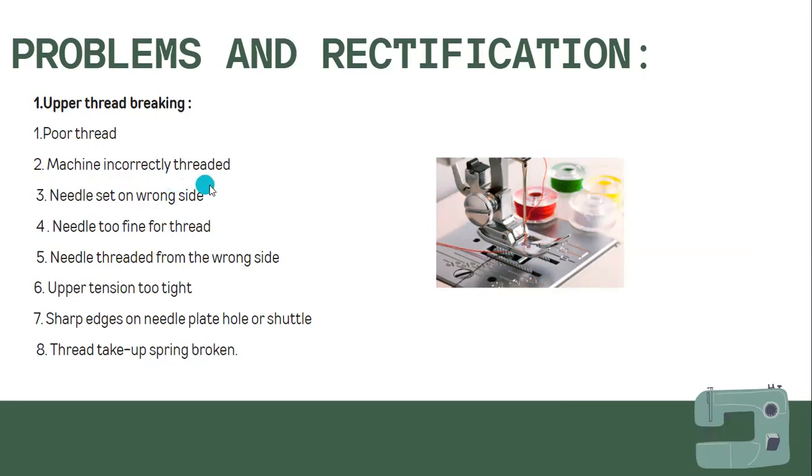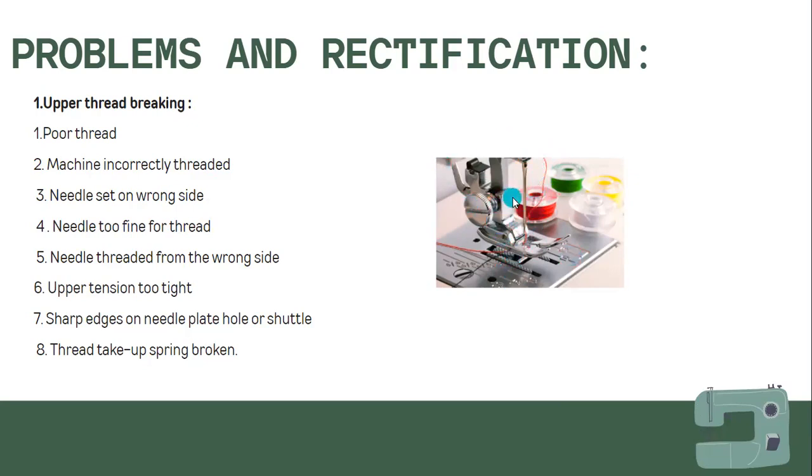Now the machine is incorrectly threaded. The needle is set on the wrong side. So this is the needle bar over here. It should be set in a perpendicular manner, it should be straight. The needle may be too fine for the thread. Sometimes the needle material is not so good. The needle may be threaded from the wrong side, so it should be threaded from this side. Sometimes if it is in the opposite direction, again there will be a problem.